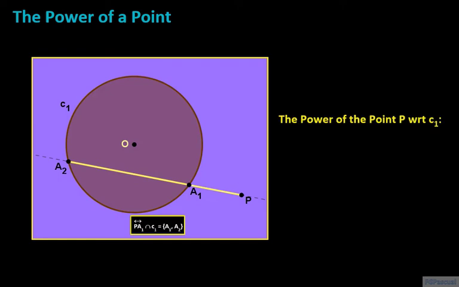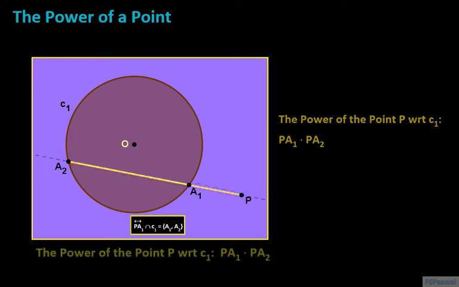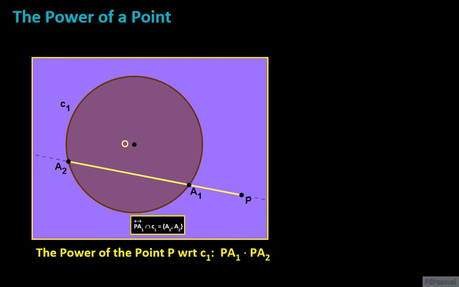The power of the point P then, with respect to the circle C sub 1, is equal to the distance of P to A sub 1 times the distance of P to A sub 2. We will derive a formula for this product and show that it is independent of A sub 1 and A sub 2. We construct another segment through P intersecting the circle at the point B sub 1, extend the segment further to intersect the circle at another point B sub 2.